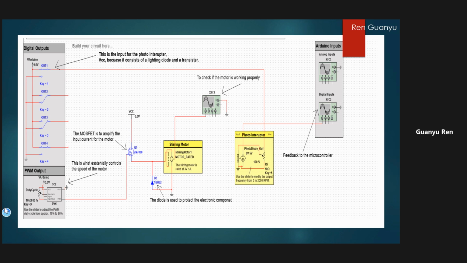Since it has a high current load, I am using a MOSFET to amplify the input current. On the left bottom corner is the PWM output. Here should be a slider to adjust the duty cycle. By changing the duty cycle, we are essentially changing the average power delivered to the motor, and hence changing its speed. The diode on the bottom I put there is to protect the electronic components we have here.